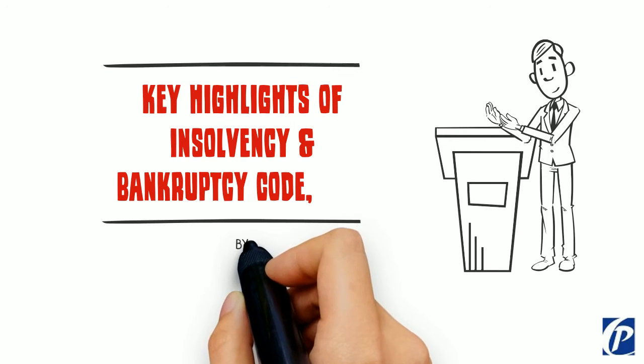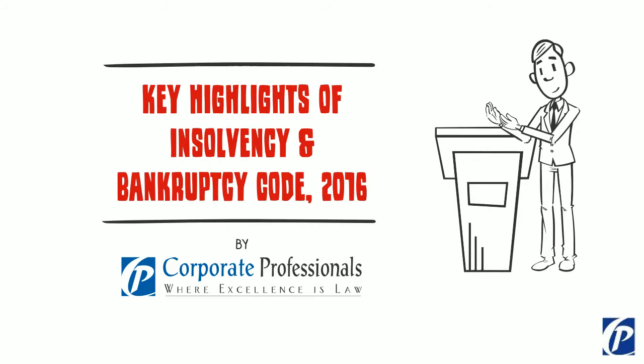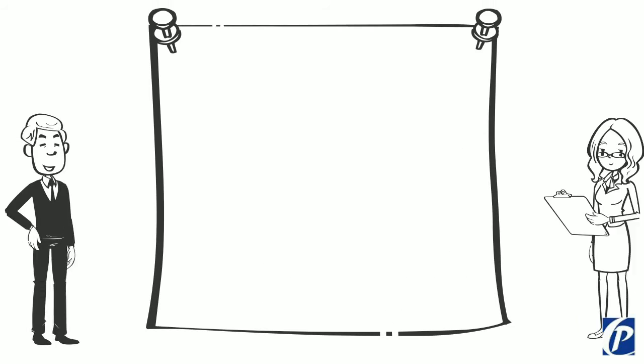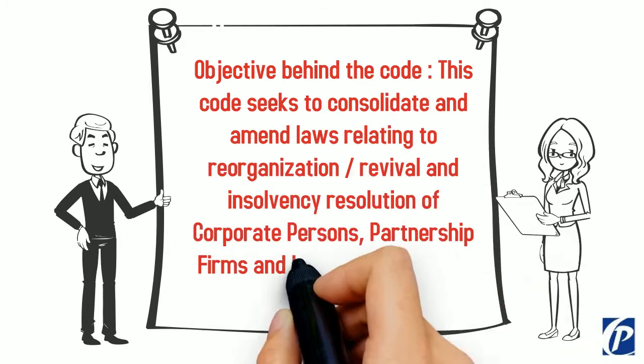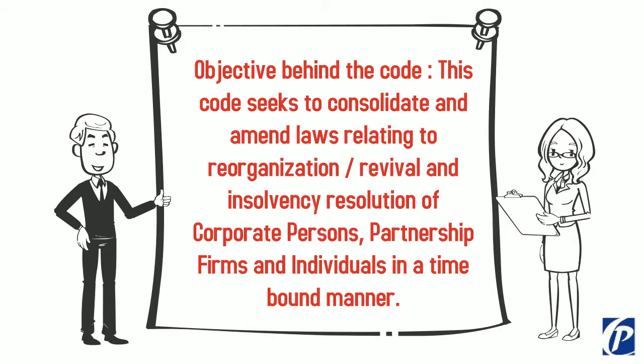Key highlights of the Insolvency and Bankruptcy Code, 2016, by Corporate Professionals. Objective behind the code: this code seeks to consolidate and amend laws relating to reorganization, revival and insolvency resolution of corporate persons, partnership firms and individuals in a time-bound manner.